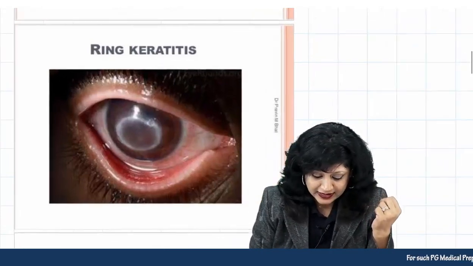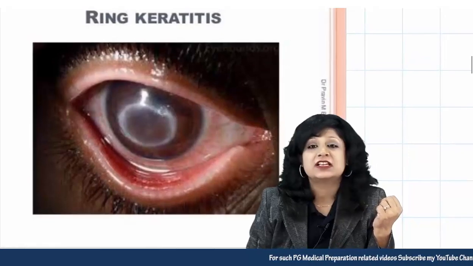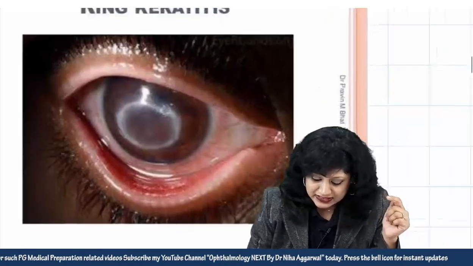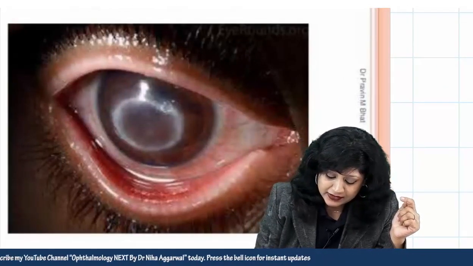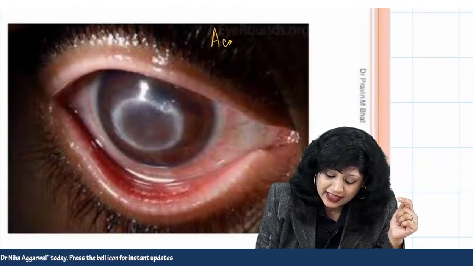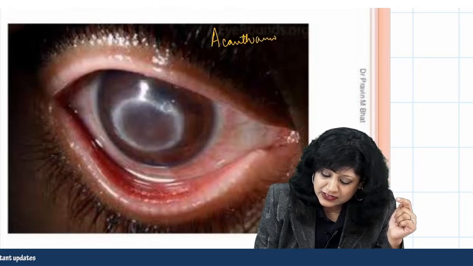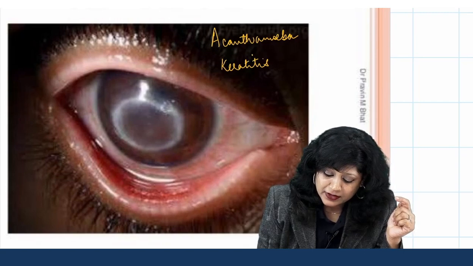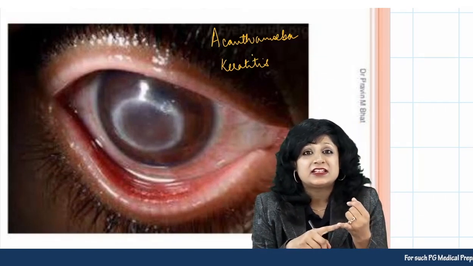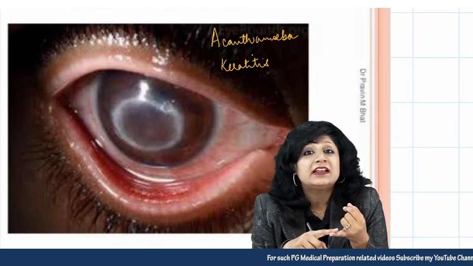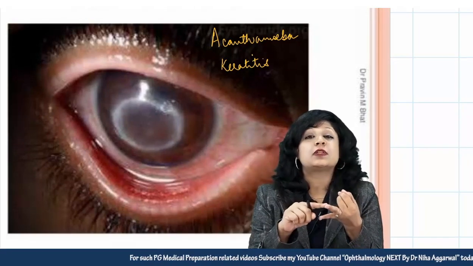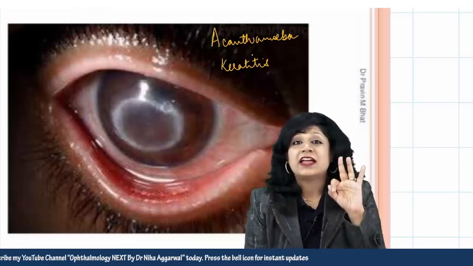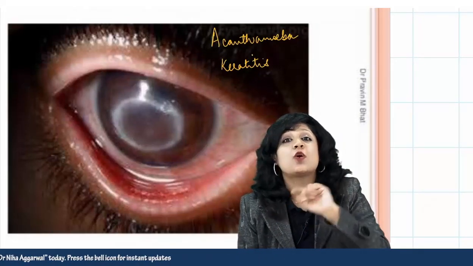So looking at the very first image, this is your ring keratitis. Where do you get this ring? This is the ring which you get in acanthamoeba keratitis. Quickly remember, this acanthamoeba keratitis also gives you radial keratoneuritis. It gives pain out of proportion to the size of the ulcer, and the most important risk factor is contact lenses.